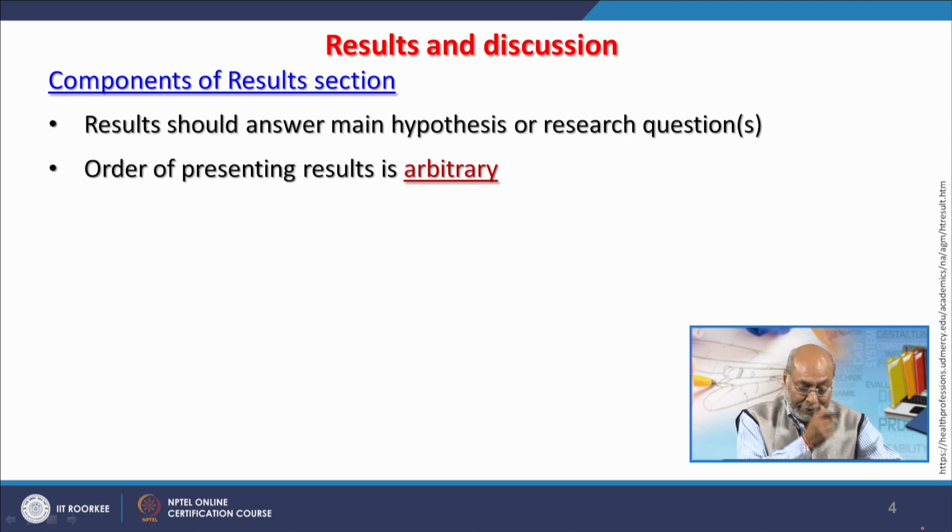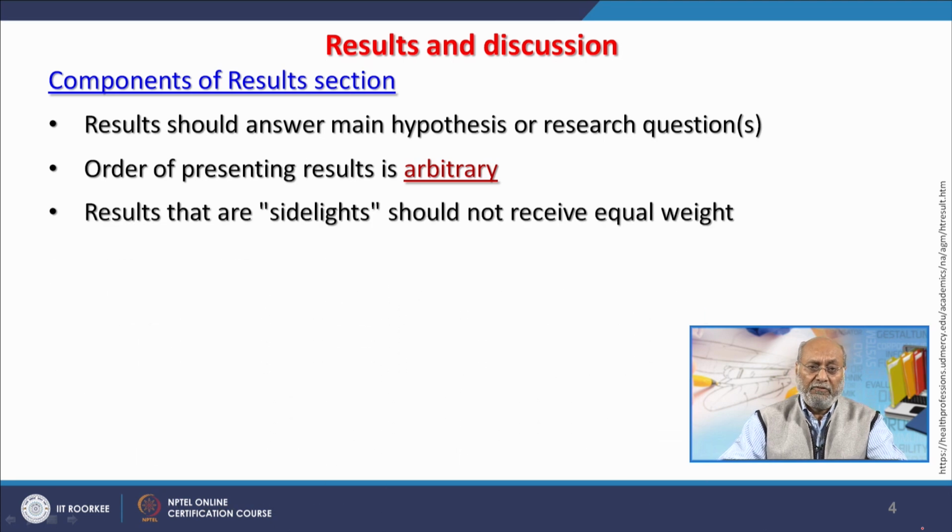The second thing is that the order of presenting results is arbitrary. This is another important thing: sometimes no particular sequence has to be followed, so we can present the results in an arbitrary manner. But the best thing is that we write our results section in the sequence of the objectives we laid down, or the hypotheses which were there initially. That is always preferable.